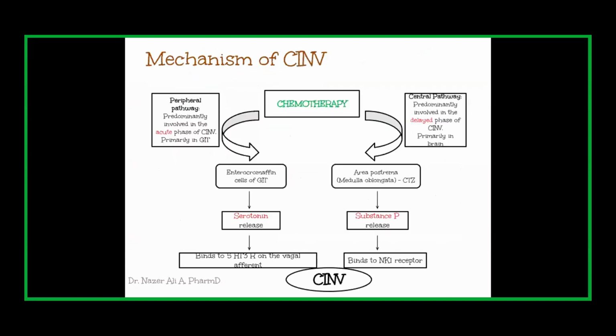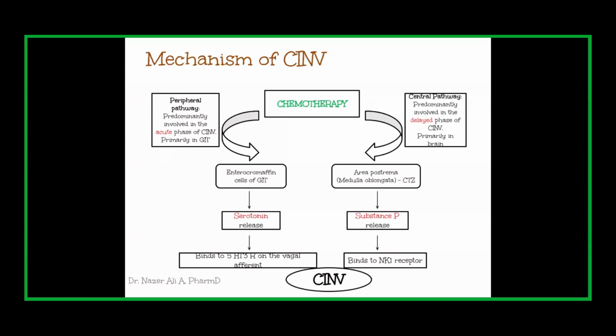Now there are two pathways. One is a central pathway, another one is a peripheral pathway. The peripheral pathway deals with the acute phase, but the central pathway will be delayed. The peripheral pathway is primarily involved in the gastrointestinal tract, where the enterochromaffin cells of the gastrointestinal tract will release serotonin. This serotonin will bind to the serotonin 3 receptor present on the vagal afferents of the vagus nerve, which may reach the chemoreceptor trigger zone, and it will ultimately result in nausea and vomiting.